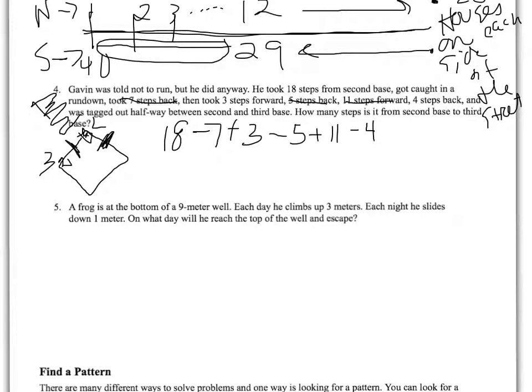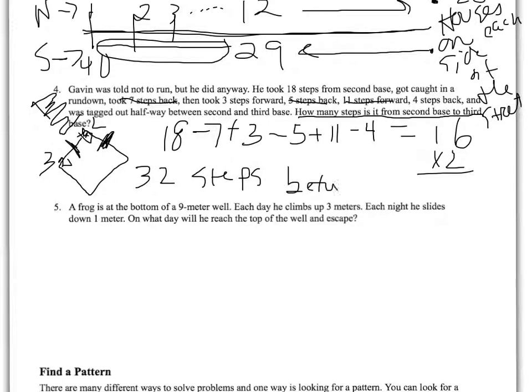Then he was tagged out halfway. So this is going to give us the distance halfway between second and third. And so, go ahead and use my calculator for this. 18 minus 7 plus 3, minus 5 plus 11, minus 4. That means that there are 16 steps to get halfway between the bases. The question's asking, how many steps is it from second to third? Well, if 16 steps is halfway, multiply that by 2, and we get there are 32 steps between second and third base. Yeah, so hopefully that made sense to you right there as well.